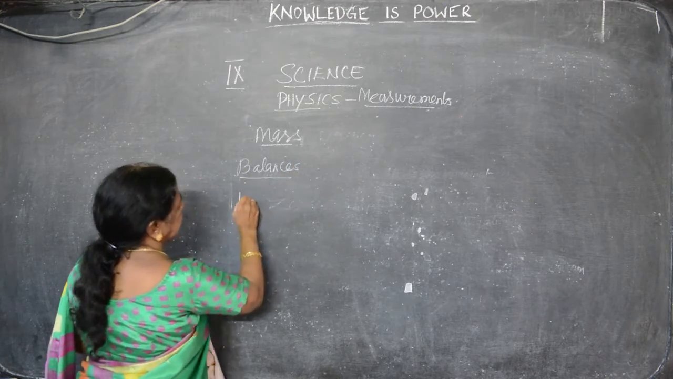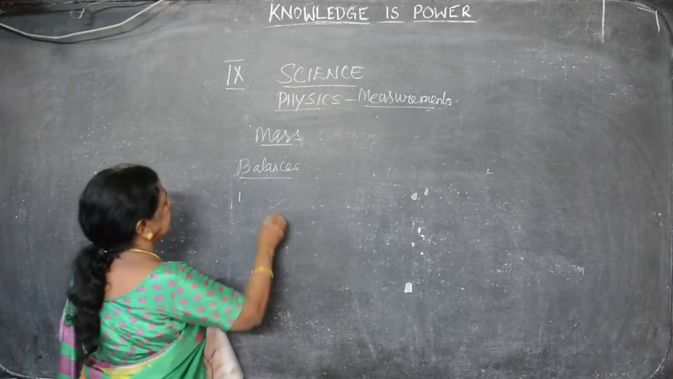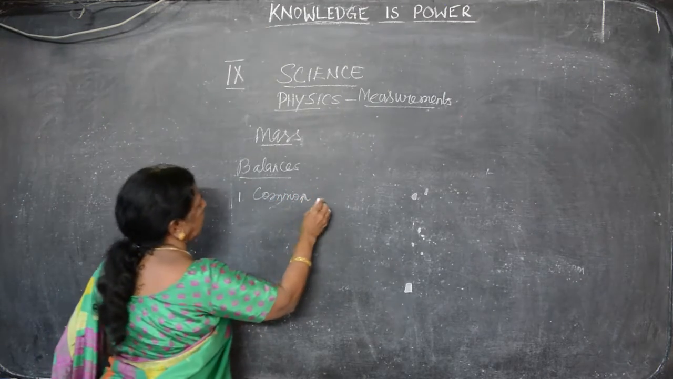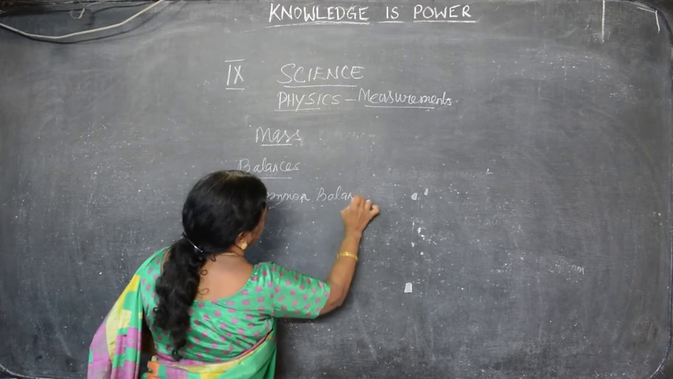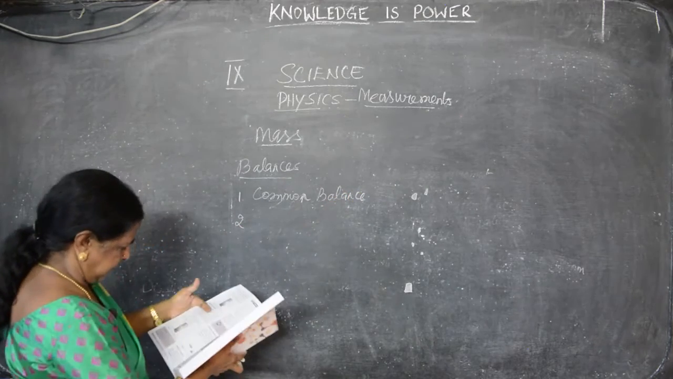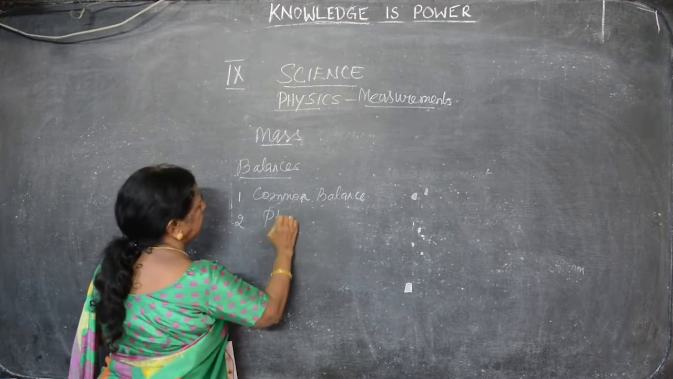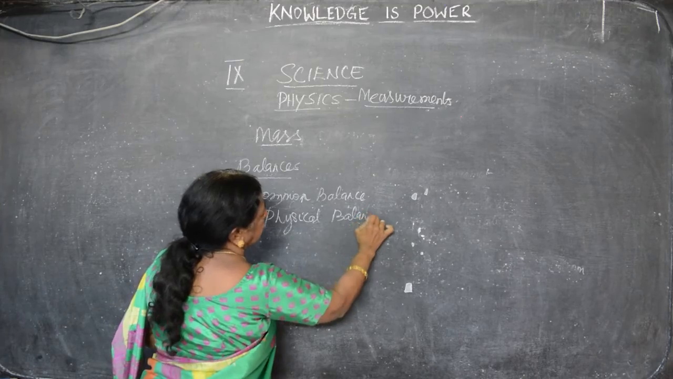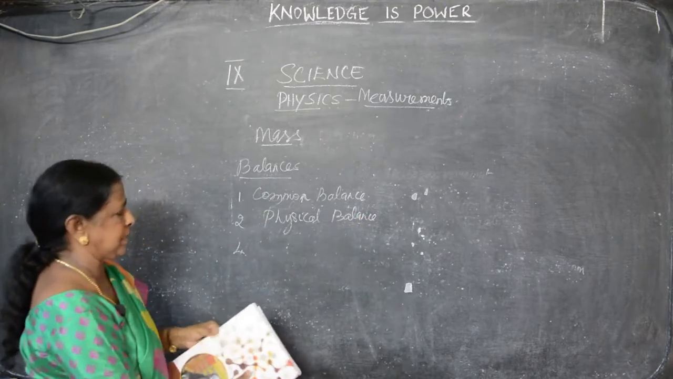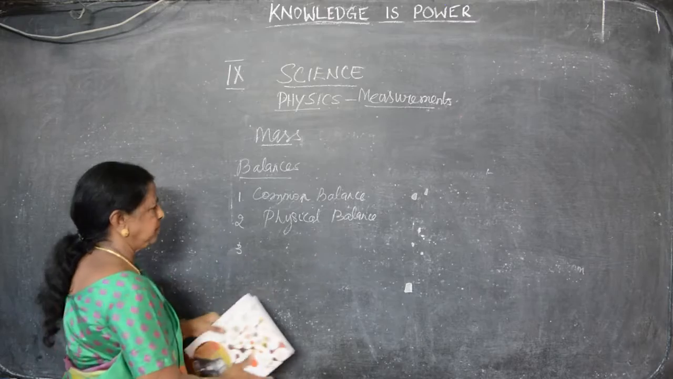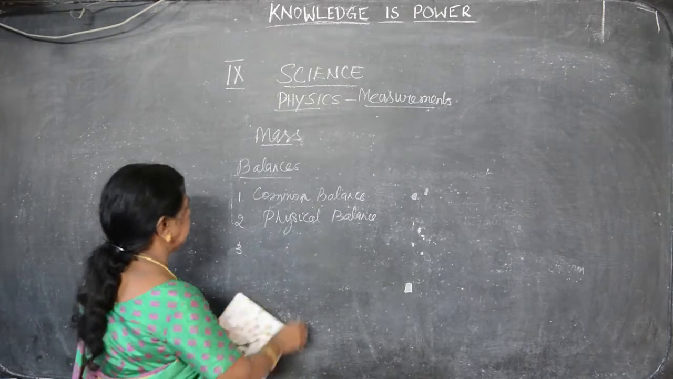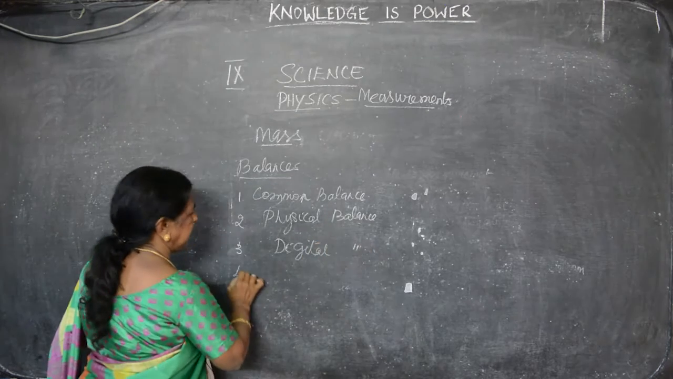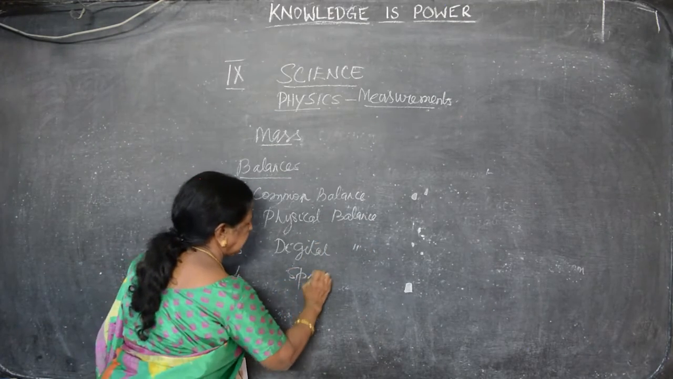So to find out the mass of the heavy object, what are the balances? One is the common balance. That is what we are seeing in the grocery shops and the provisional stores. Next one is the physical balance. That certainly you would have seen in our lab, because I took your lab and showed all the things in 8th standard. And the third one is the digital balance. Maybe in the jewelry shops you can see the digital balance, and the spring balance.